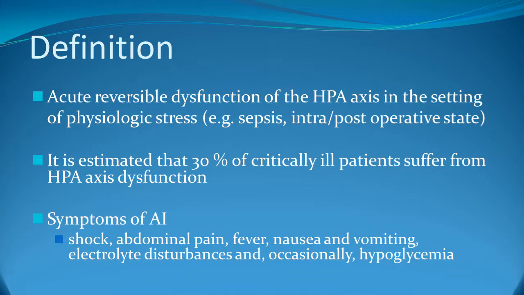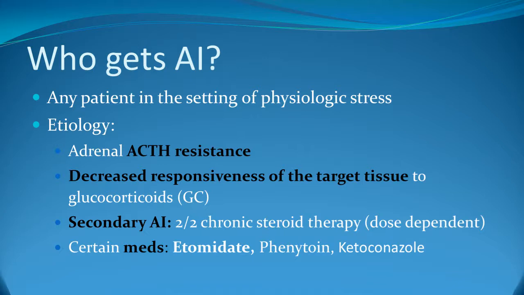Symptoms of adrenal insufficiency include shock, abdominal pain, fever, nausea, vomiting, electrolyte disturbances, and occasionally hypoglycemia. So, who gets adrenal insufficiency? Any patient in the setting of physiological stress, adrenal ACTH resistance, decreased responsiveness of target tissue to glucocorticoids, secondary adrenal insufficiency, chronic steroid therapy in a dose-dependent manner, and certain medications: etomidate, phenytoin, and ketoconazole.